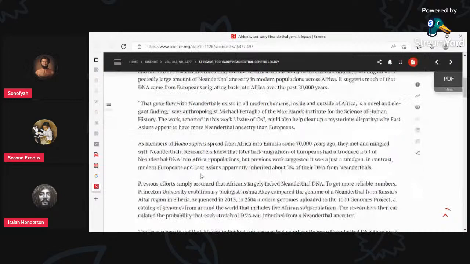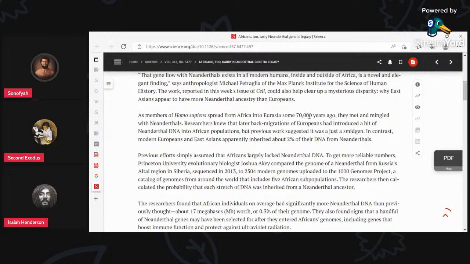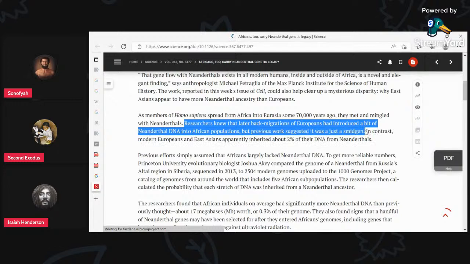As members of Homo sapiens spread from Africa into Eurasia some 70,000 years ago, they met and mingled with Neanderthals. Researchers knew that later back migrations of Europeans, who else back migrated besides Europeans into Africa? Bantus, Yorubas, right? Researchers knew that later back migrations of Europeans had introduced a bit of Neanderthal DNA into African populations, but previously work suggested that it was just a smidget.